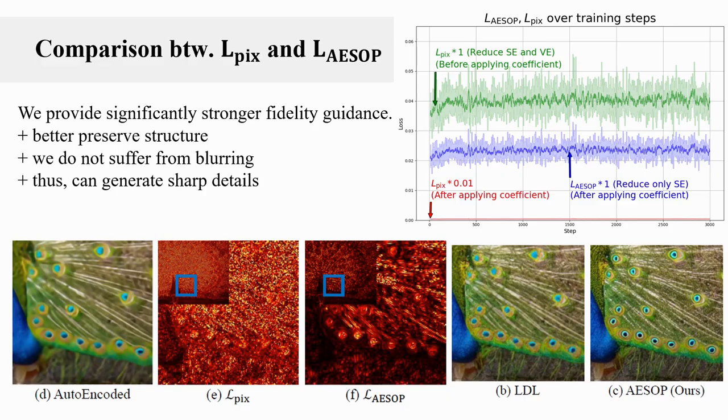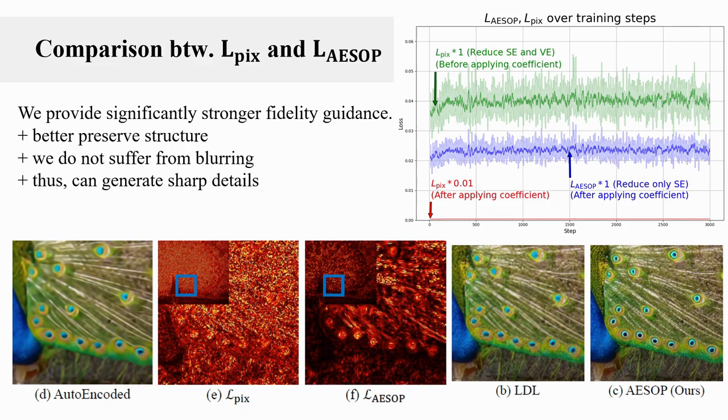Here, we provide some intuitive figures that compare our proposed AESOP loss against the conventional per pixel level loss. As can be seen, since we have isolated SE and VE and only penalized based on SE, the loss scale exhibited by our proposed loss is smaller compared to the original LPIX loss. However, when the coefficients are applied, our loss shows a significantly higher level of scale, indicating that we provide much stronger reconstruction guidance as discussed in the prior slides. Below, we also have some visual examples of the loss maps of each loss.